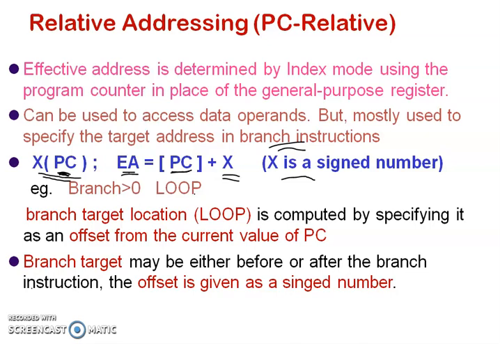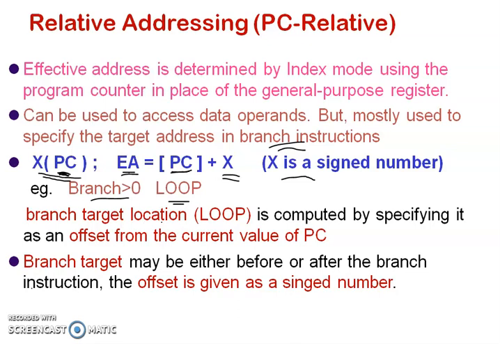The main purpose is that the PC is used to fetch the next instruction that needs to be executed. In the case of branching statements, the PC needs to be updated with some other address value that is not in sequence. So the branch target location can also be set using this PC relative addressing mode. A branching condition statement will be like this: branch greater than 0 loop, where loop is the label to which the next statement needs to jump.